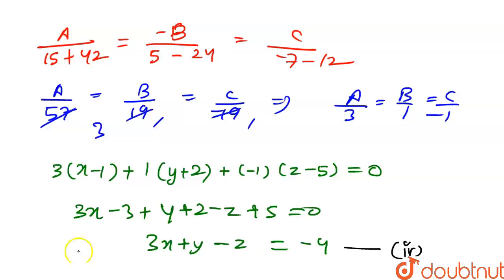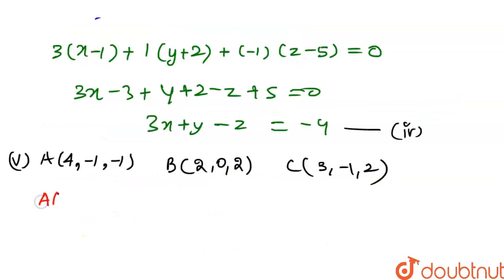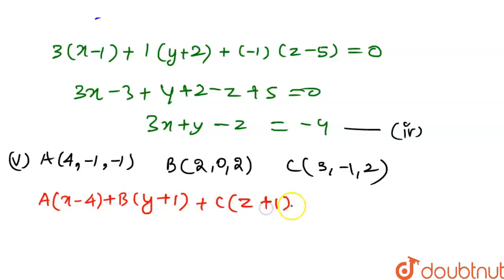Now we find out the answer for the fifth part. For this part we will write the general equation of the plane, that is a into x minus x1, plus b into y minus y1. So this is our y minus (minus 1) is y plus 1, plus c times of z plus 1 is equal to 0. This is our first equation for this part.